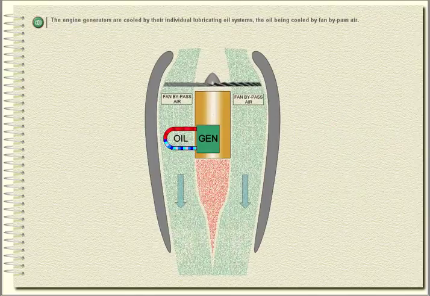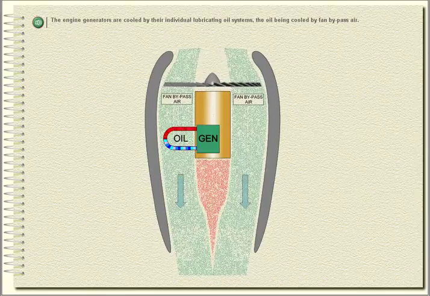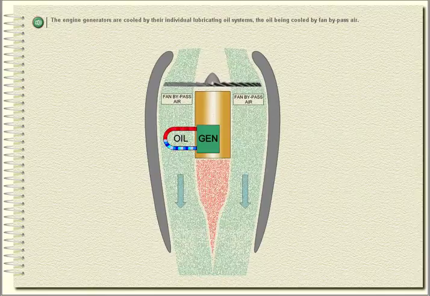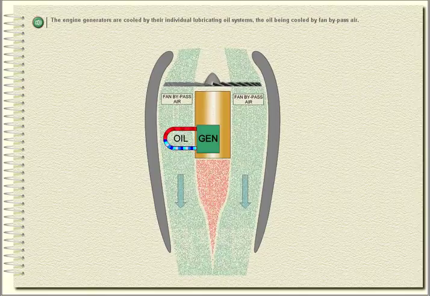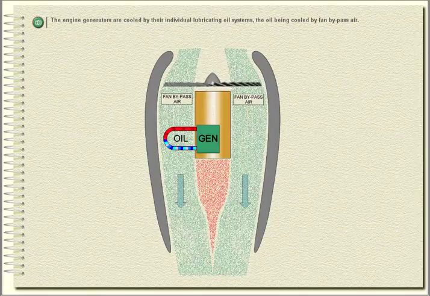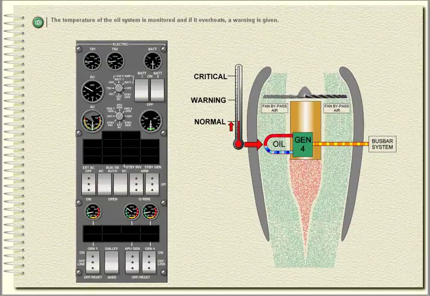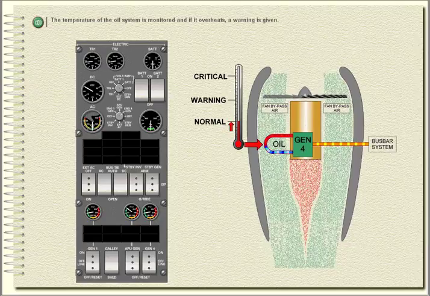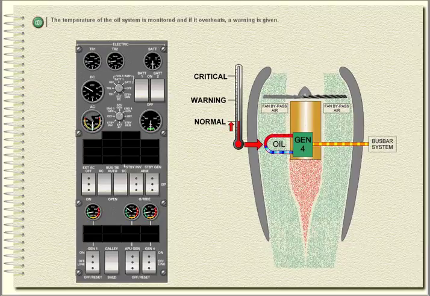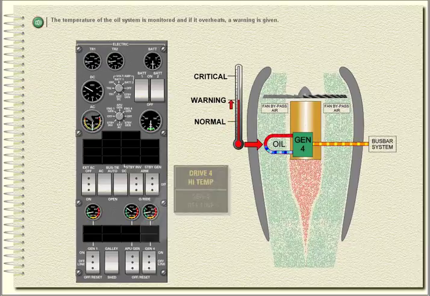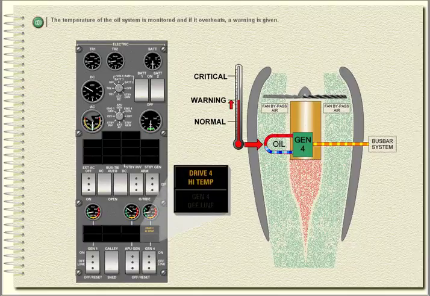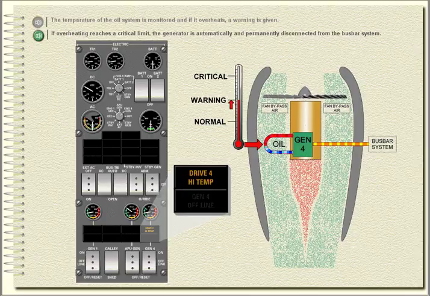The engine generators are cooled by their individual lubricating oil systems, the oil being cooled by fan bypass air. The temperature of the oil system is monitored, and if it overheats, a warning is given. If overheating reaches a critical limit, the generator is automatically and permanently disconnected from the busbar system.